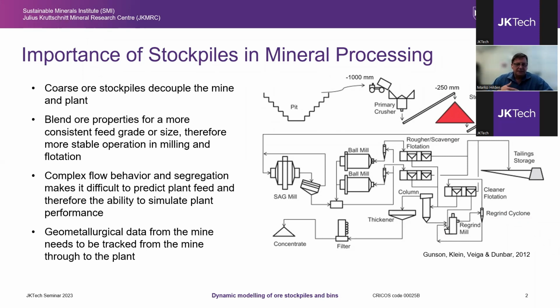But there's also complex flow within the pile and segregation by size that, even if the feed to the pile is uniform, could induce variability in the stockpile products. So we need to be able to predict and model this. Also, increasingly, we're collecting richer geometallurgical data from the mine. But if we want to use this data for plant optimization and control, we need good models of stockpile behavior to track it.